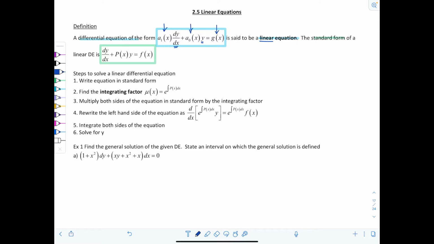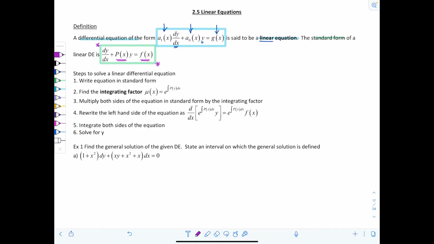When we go ahead and solve a linear differential equation, we need to put it into the standard form, which is here. So you want to be able to isolate the derivative dy dx and the variable y, which should only be raised to the first power, times some function of x, and then that's equal to another function of x. There should be no other y's in the equation running around, okay?